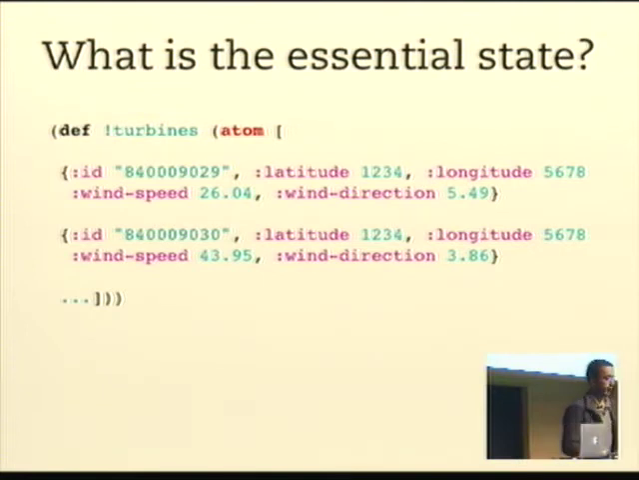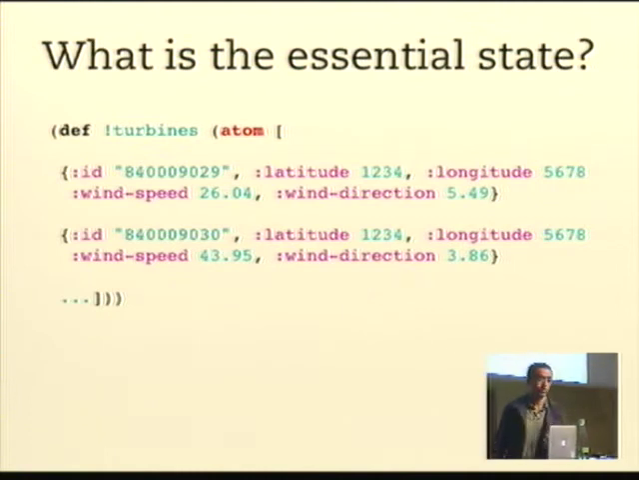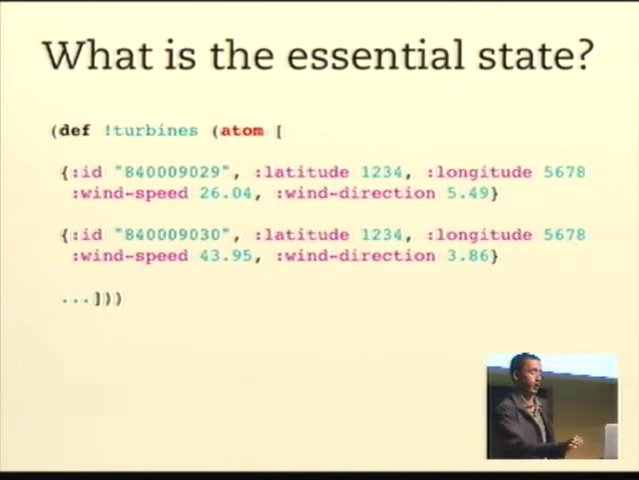And again, don't worry about any of the syntax, but the core idea is that the essential state for this map is just all of the turbines. So we have a collection of maps, and each map represents a turbine, and they have keys like the latitude and longitude of the turbine, and the wind speed and direction at some point in time, right?